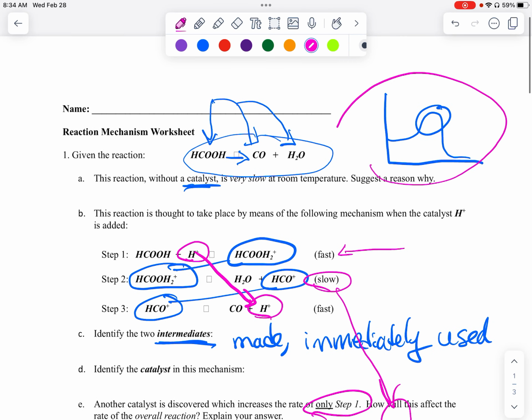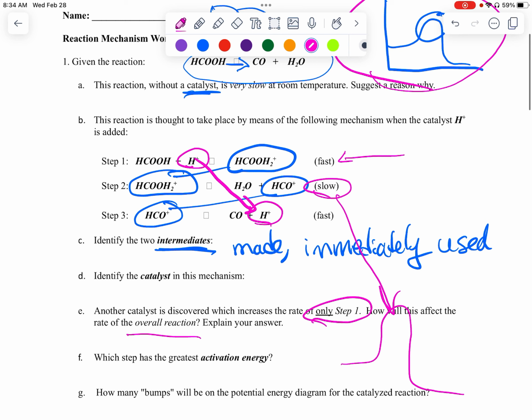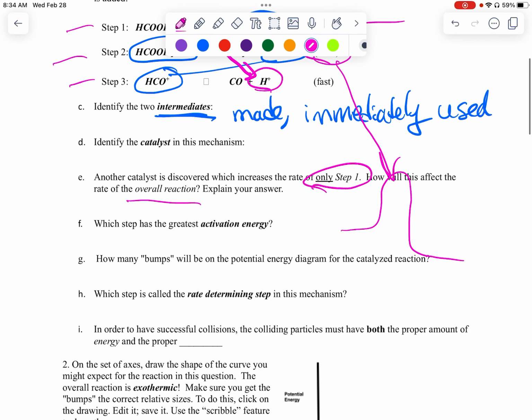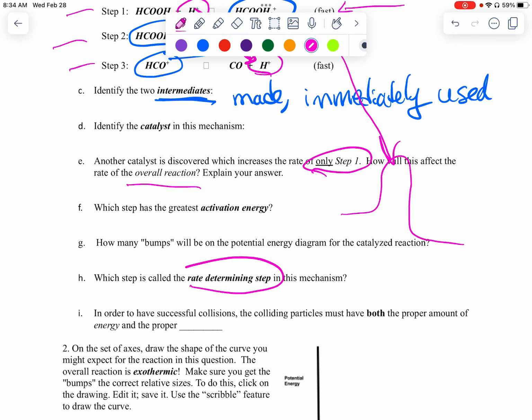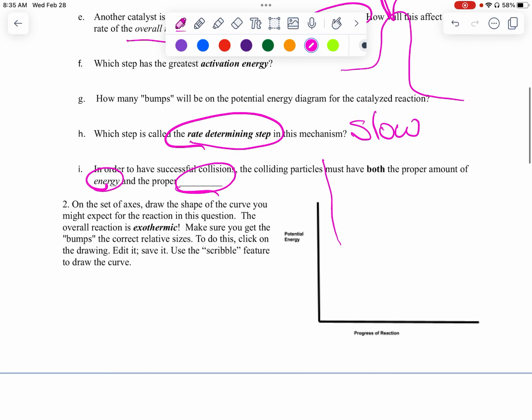So again, we're talking about a diagram like this. Well, for every step, you will have a bump, okay? Every step has a bump because every step has an activation energy. So this particular one will have 3 bumps. The rate determining step, the rate limiting step, that is also known as the slow step. So you should be able to answer that question. And we've talked about this. In order to have successful collisions, particles must collide with enough energy in the proper, fill in the blank, starts with an O. I know you know it.